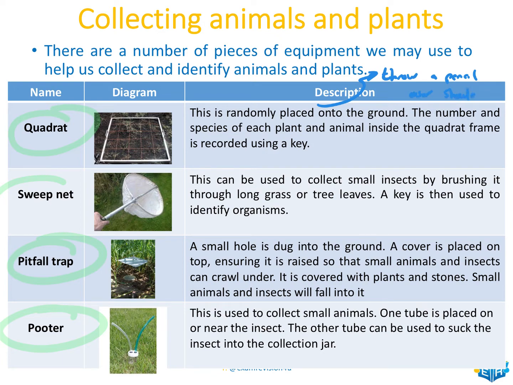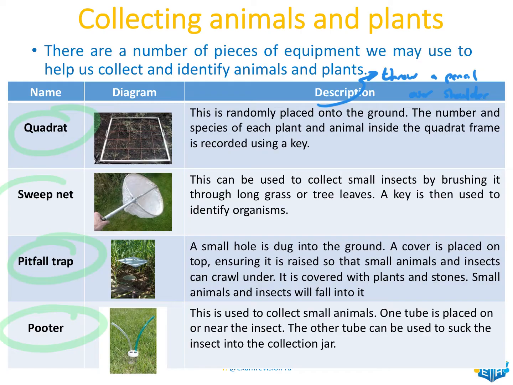Now, the reason we throw it over our shoulder is so we can't see where we're placing it. But the reason we throw a pencil instead of the actual quadrat, if we throw a quadrat, we could seriously hurt somebody, whereas by throwing a pencil, there's less risk of actually injuring somebody. And then once it's thrown, we can place the quadrat wherever the pencil is.